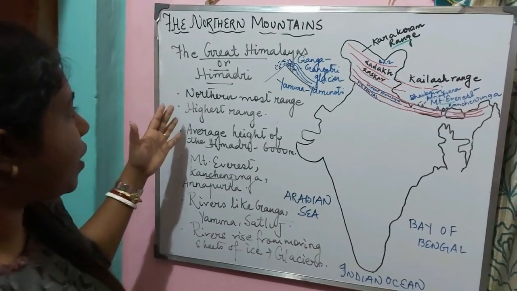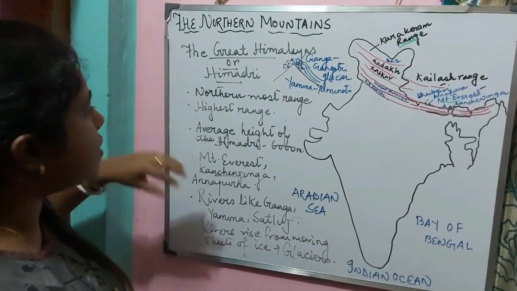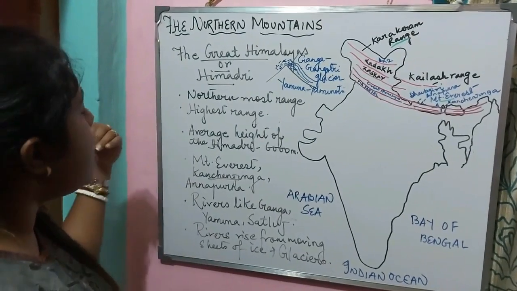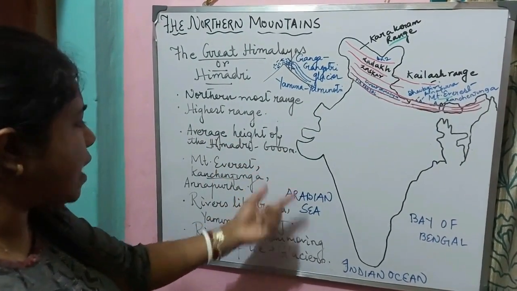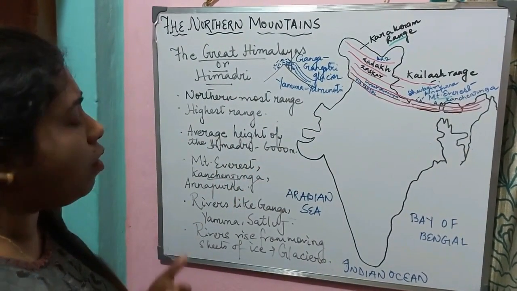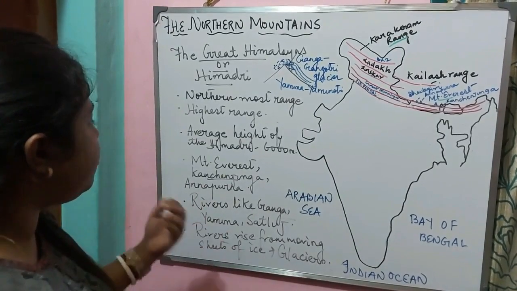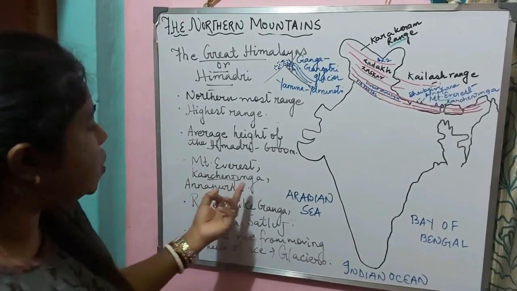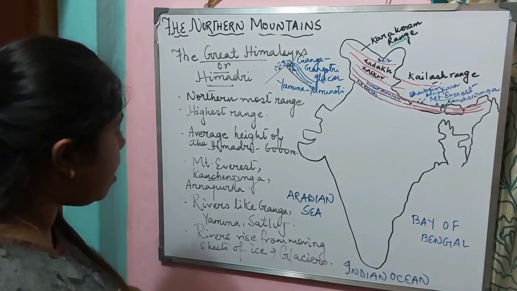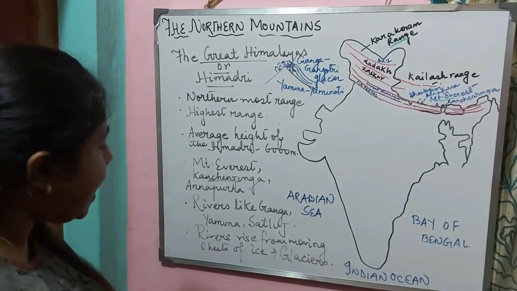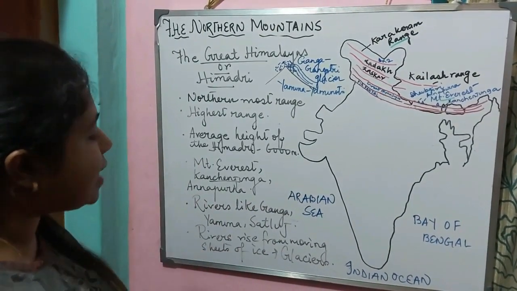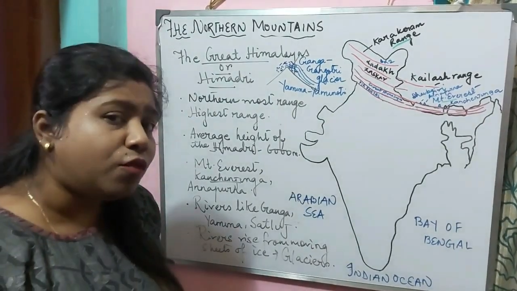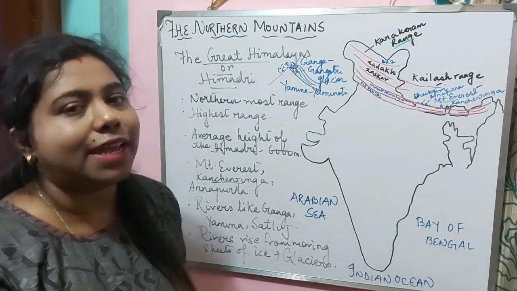So what we learned about the Great Himalayas: this is the northernmost range, the highest range out of the three ranges, with an average height of 6,000 meters. It includes all the highest peaks like Mount Everest, Kanchenjunga, Annapurna, and Kanchenjunga is the highest peak of our country, India. There are many rivers which rise from the sheets of ice, that is glaciers. Now let us move ahead with the second range, that is the Himachal.